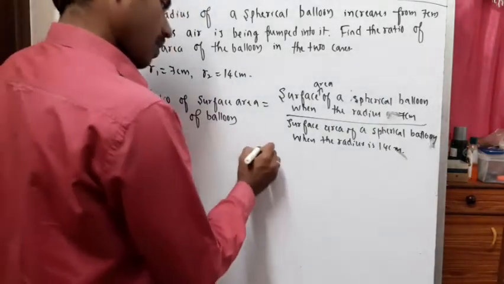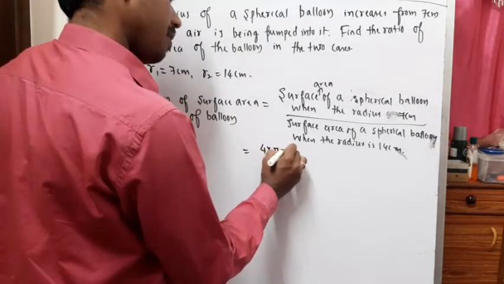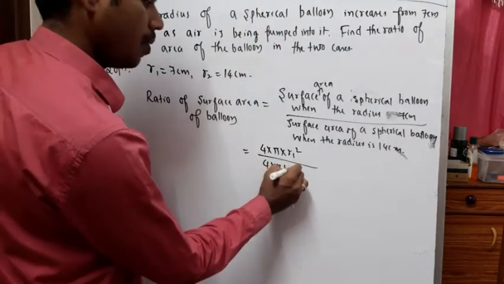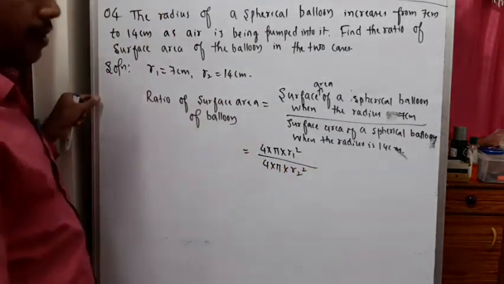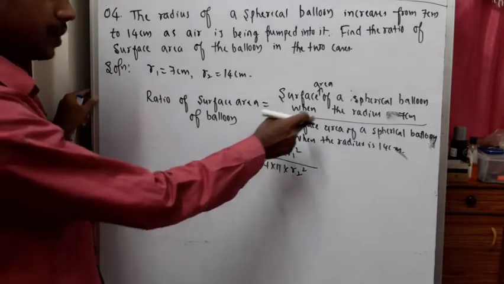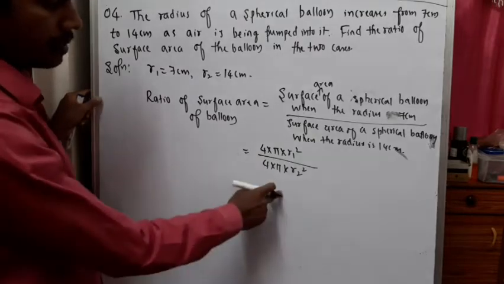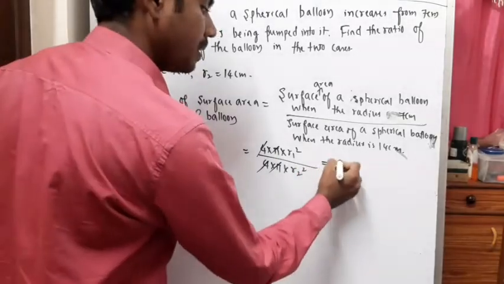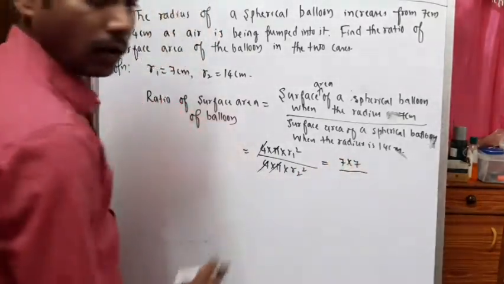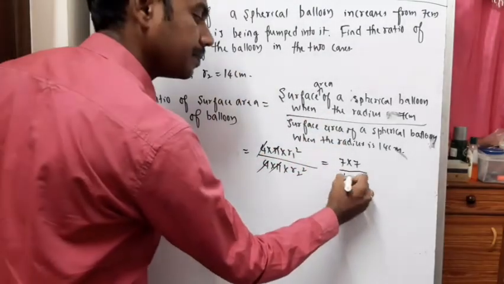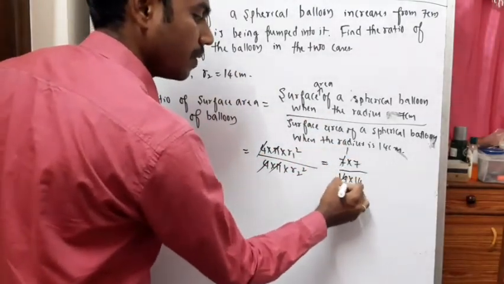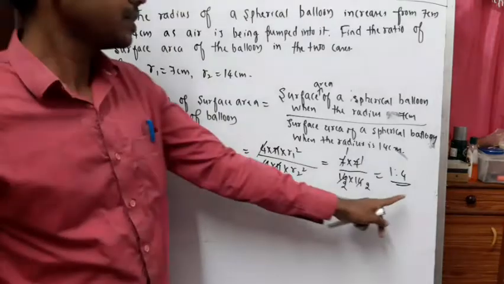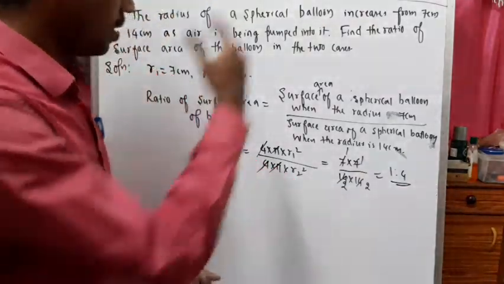Now 4 into pi into r1 square divided by 4 into pi into r2 square. Fine. I have written the respective formula. When it is 7 centimeter, it is r1 square. When it is 14 centimeter, it is r2 square. 4 pi are the same, we can cancel it. r1 square is nothing but 7 into 7, divided by r2 square, which is 14 into 14. Okay, 7 1s are 7, 7 2s are 14, that is 1:4. 1 divided by 4 is nothing but 1:4. So please note this down.